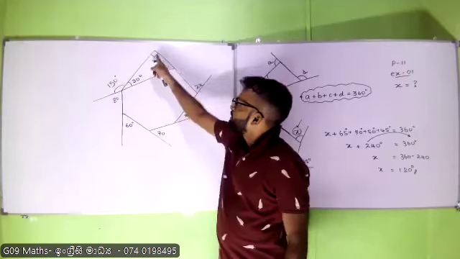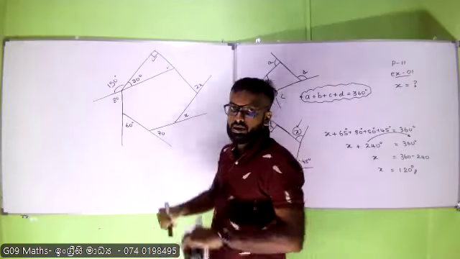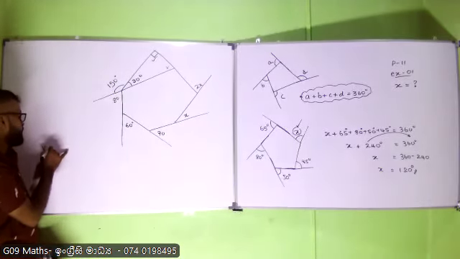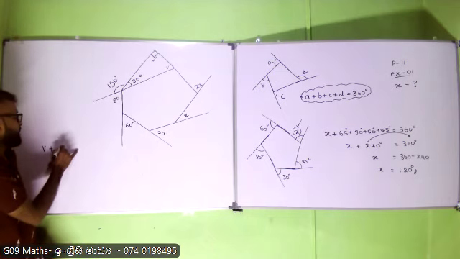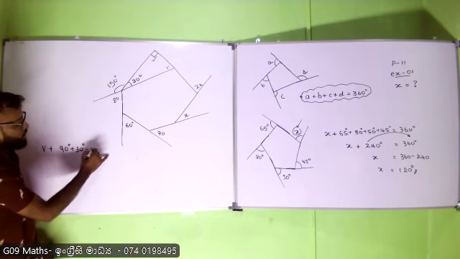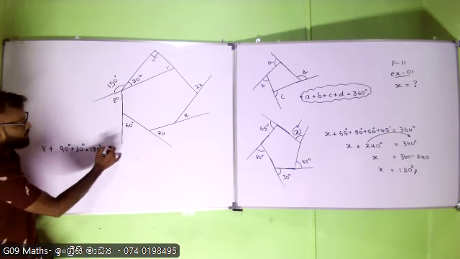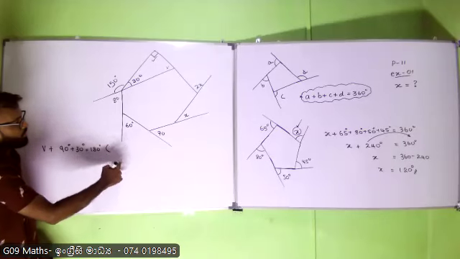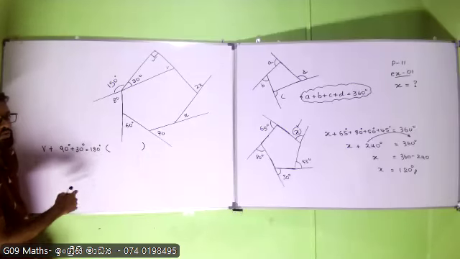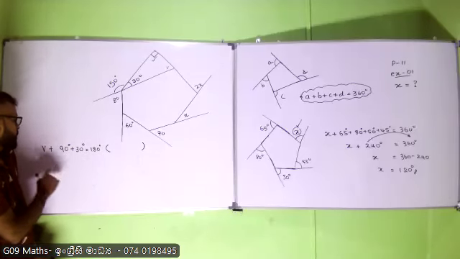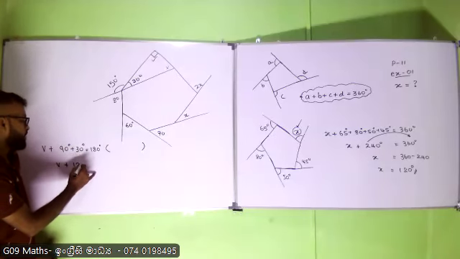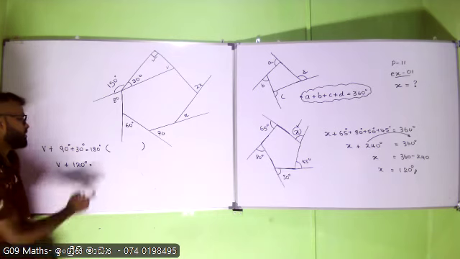So B plus 90 plus 30. Interior angles of a triangle. So you can write B plus 90 plus 30 degrees equals 180 degrees. The reason, you know, is the summation of the interior angles of a triangle. I'm not going to write it, I have given it to you earlier. So B plus 90 plus 30, 120, equals 180.